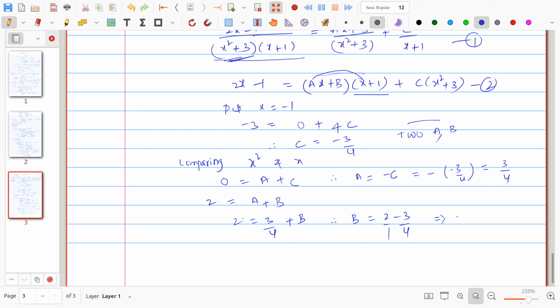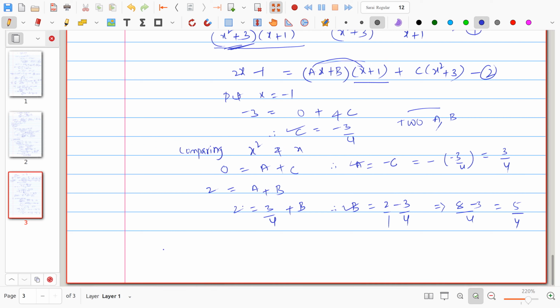So 4 LCM, then 2 into 4, 8 minus 3 divided by 4. Here 8 minus 3 is 5 by 4. Okay, 5 by 4. All three values we got, a, b and c. Put the values of a, b, c in equation 1.